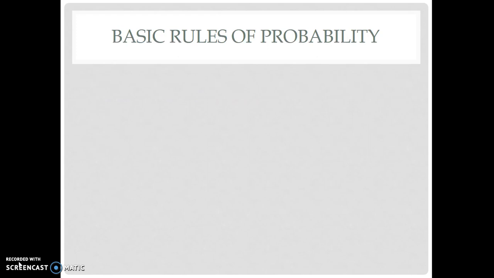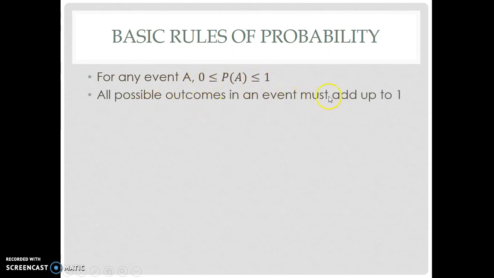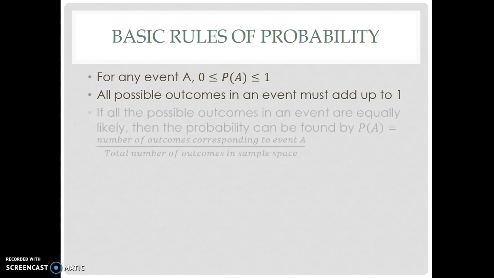Alright, here are some basic rules for probability. For any event A, the probability of A, that's how you would read P of A, is a number in between 0 and 1, including 0 and 1. All possible outcomes in an event must add up to 1. For example, when you add up all the probabilities of pulling red coins or green coins out of a bag, they have to add up to exactly 1.